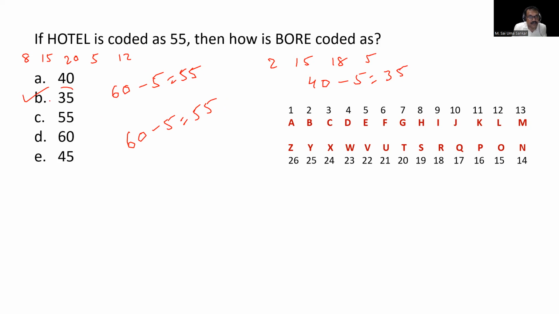Here, if the 35 option does not exist, then what is the other option? 40 minus 4 is equal to 36. How to get 4? In hotel, 5 letters are there. The sum of the place values minus 5 is equal to 55, and the sum of the place values of both is equal to 40. 40 minus 4 equal to 36. It may be either 35 or 36. But here 36 is not there. Only 35 is there. So what is the answer? The answer is 35.